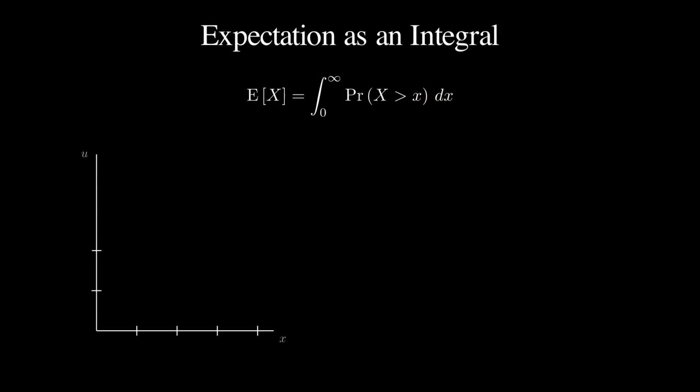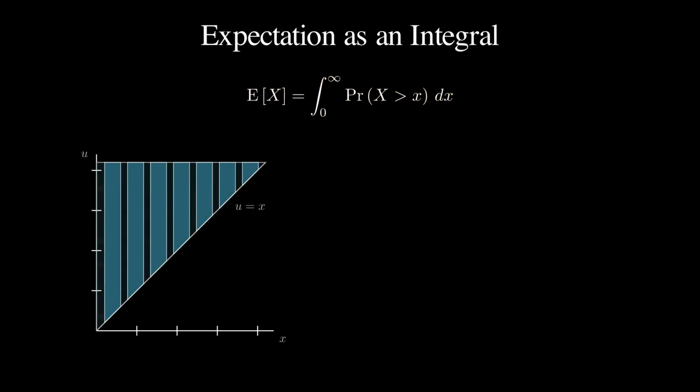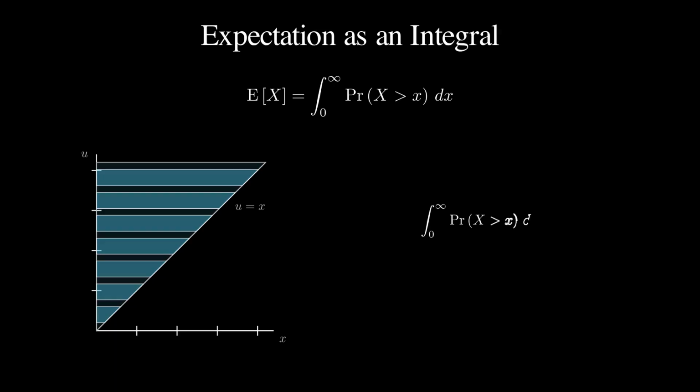The proof is a change of perspective. The tail integral is a double integral over the region where u exceeds x, swept in vertical strips, one for each x. Sweep the same region in horizontal strips instead, and each strip runs from 0 up to u, so it contributes u times f of u, the integrand of the mean. Same region, two ways to sweep it. Tails on one side, the mean on the other.